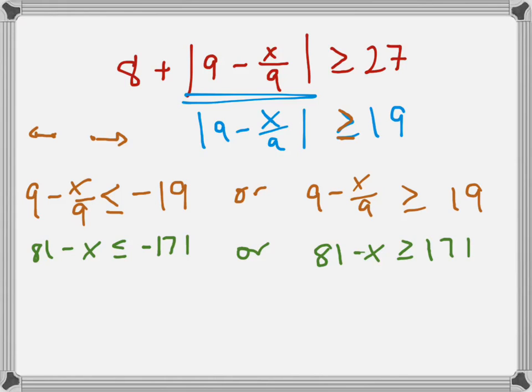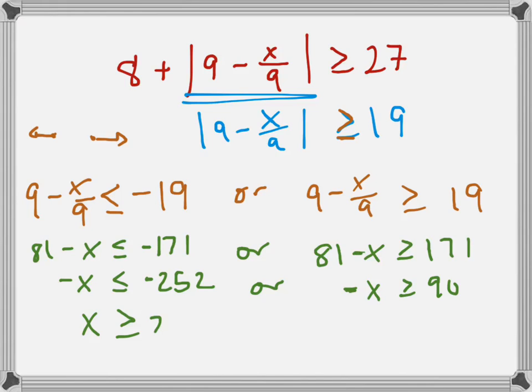Now I'm going to subtract 81. So when I subtract 81, this becomes negative 252. Or, now again, be careful with these negatives. There's a negative here. When I subtract a negative from this, I get 90. Now, because of this negative, whenever I divide by the negative, I have to flip the sign. So there the sign flipped, or flip the sign, negative 90.